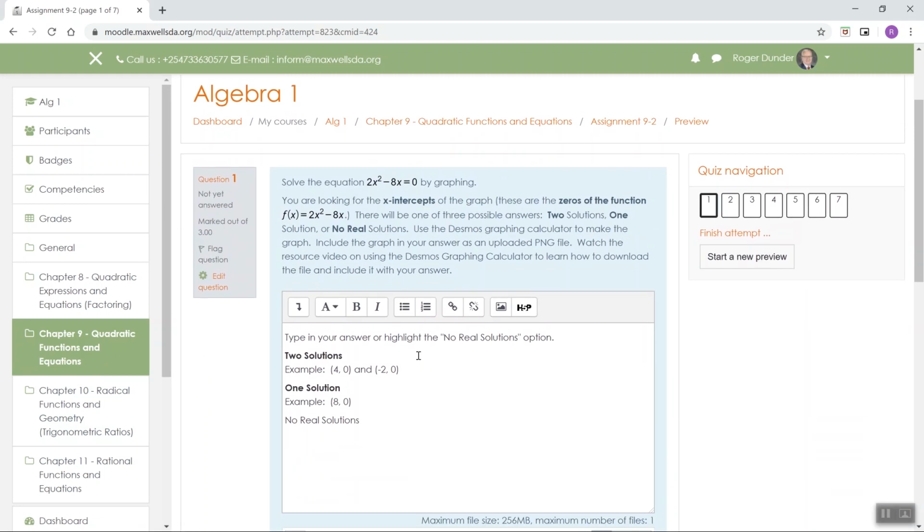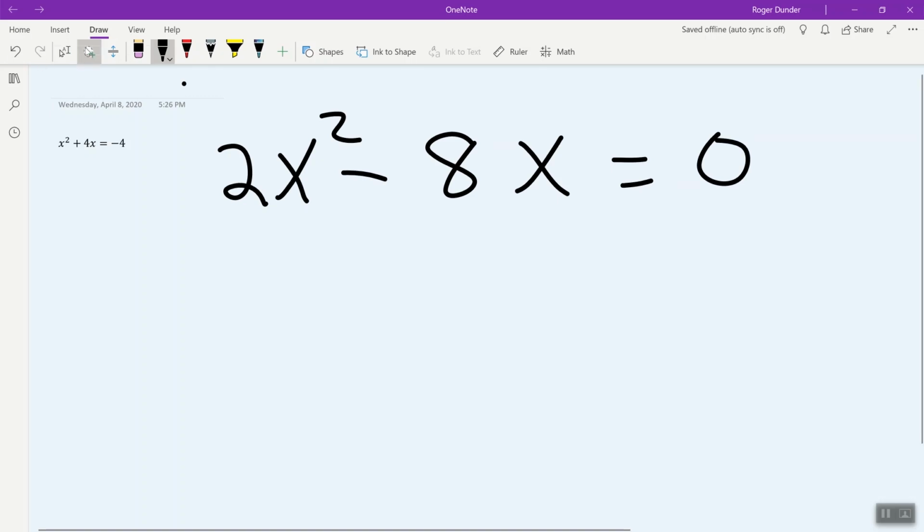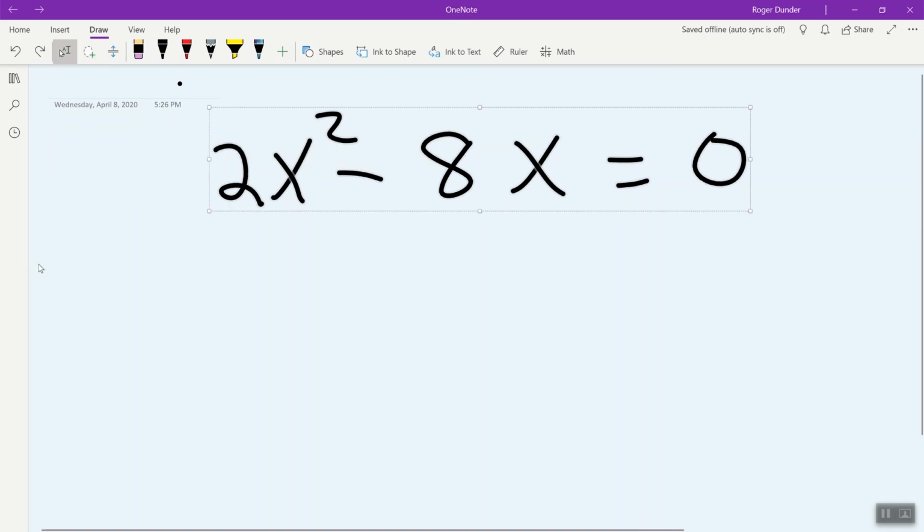And what it said was you were to solve this equation by graphing: 2x squared minus 8x equals 0. Okay, 2x squared minus 8x equals 0. Our job is to solve this thing, which we will attempt to do. How do we solve this? Well, again, do you remember the days of factoring? Do you think we could factor this?